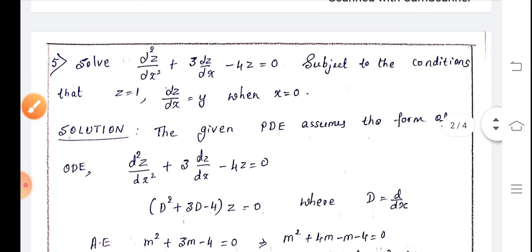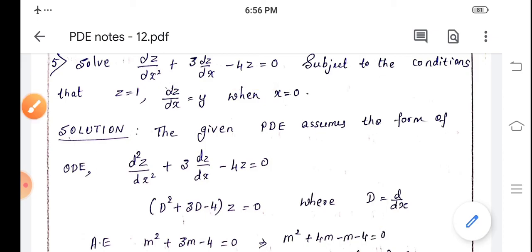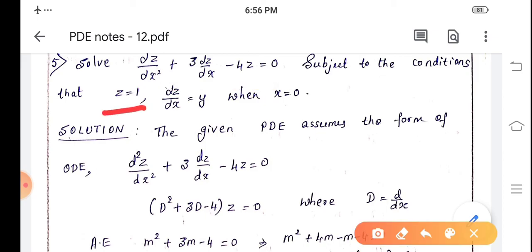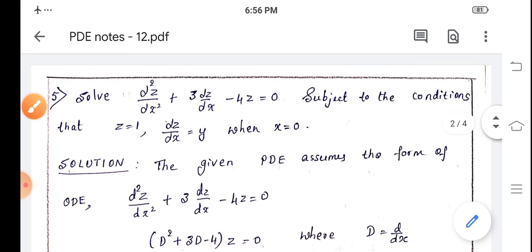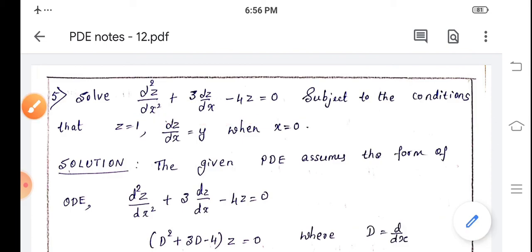Now we will solve the next question. It is question number 5. Solve ∂²z/∂x² + 3 ∂z/∂x - 4z = 0, subject to the conditions that z = 1, ∂z/∂x = y when x = 0. The given partial differential equation is ∂²z/∂x² + 3 ∂z/∂x - 4z = 0.